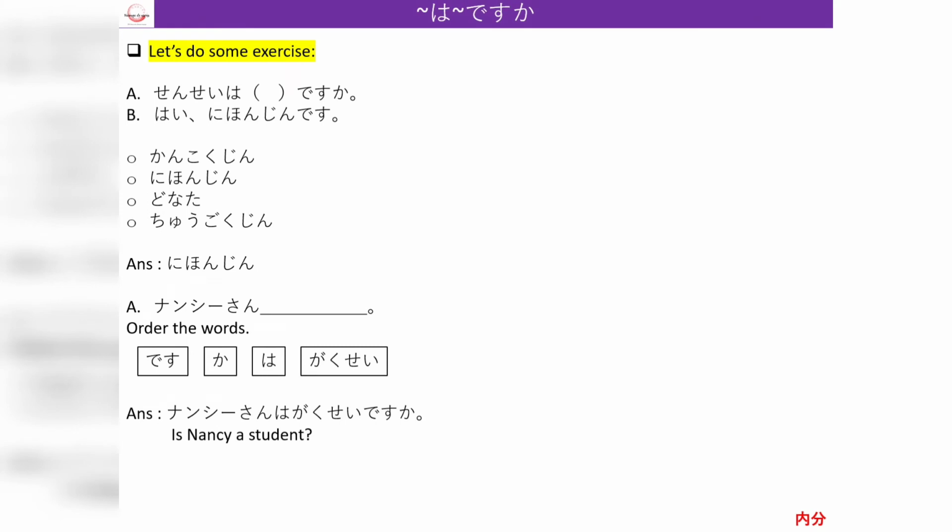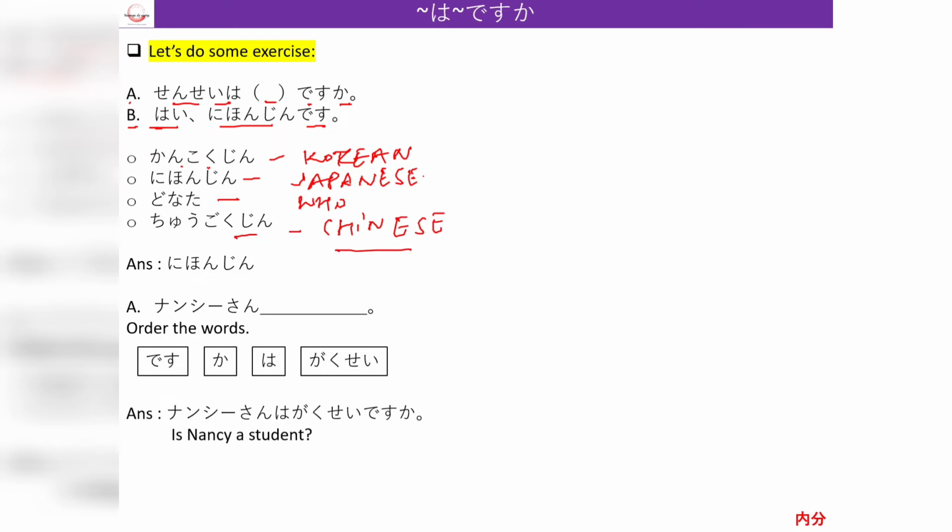Now it's time for exercise. Here A is saying "Sensei wa dare desu ka," and B is answering "Hai, Nihonjin desu," and we have the options: Kankokujin, which is Korean, Nihonjin, Japanese, Donata, who, and Chugokujin, Chinese.